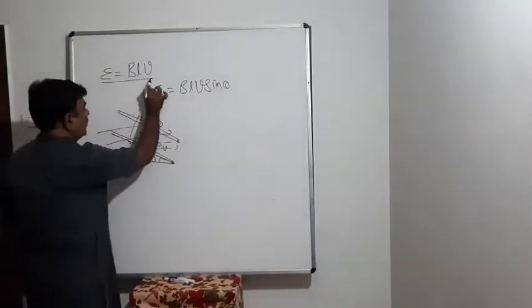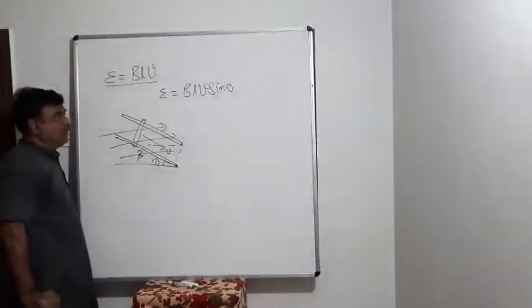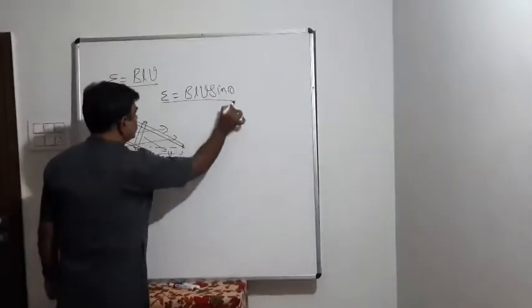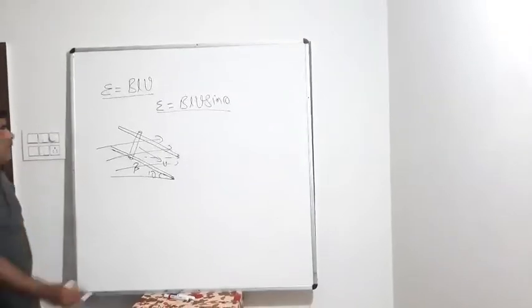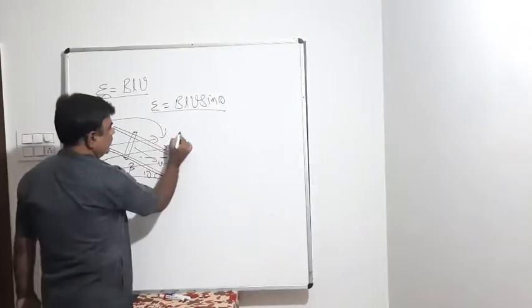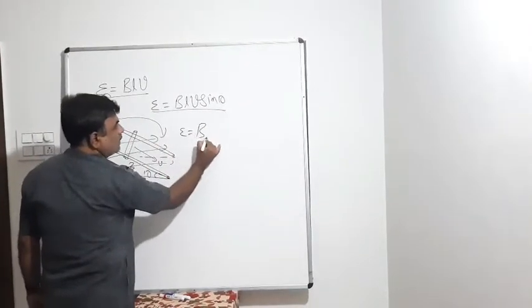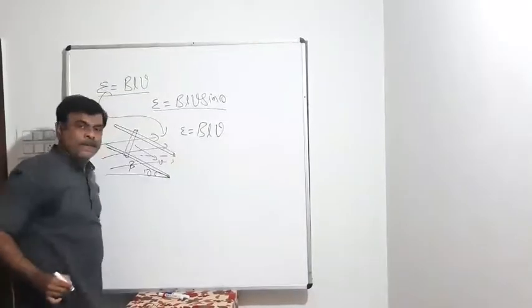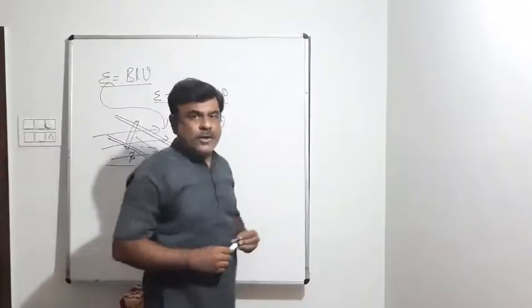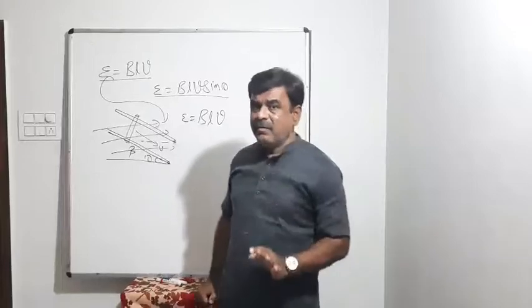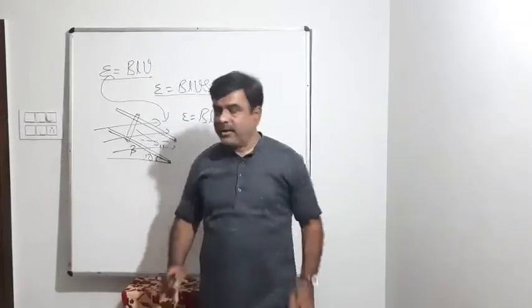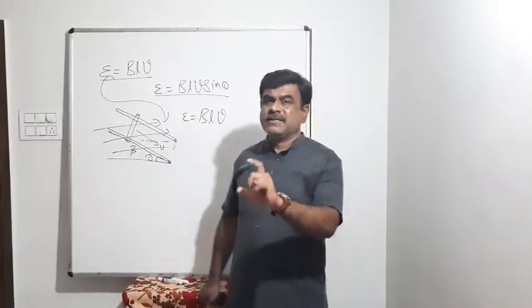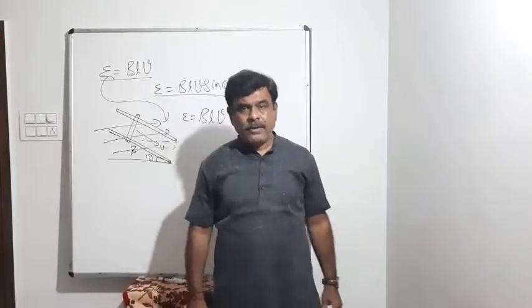So remember when to use these: when all are mutually perpendicular. When to use these: when any two parameters are at certain angle theta. To come back to this equation, E equals BLV. What I said, you can use E equals BLV when all three parameters are... sorry, correction. When all three parameters are mutually perpendicular.